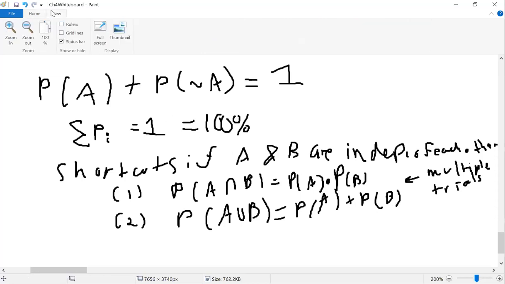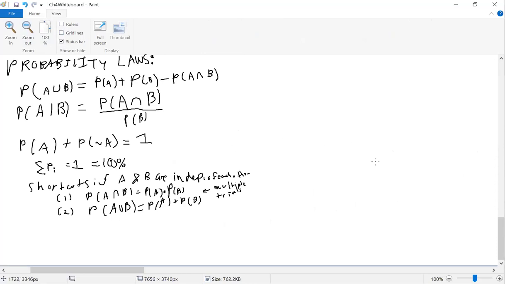I will zoom out just a little bit. Are there any questions about these probability laws before we start getting to some examples? I think I saw yours go up first. Yes, one and two are both if A and B are independent. So this one and two, they have to be independent of each other. If they're not, it's not going to help you.